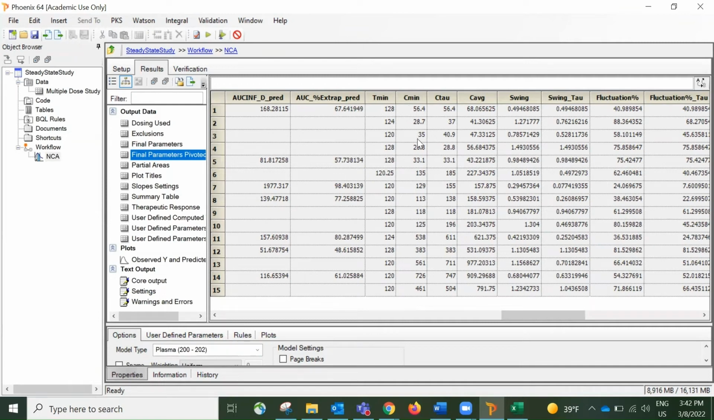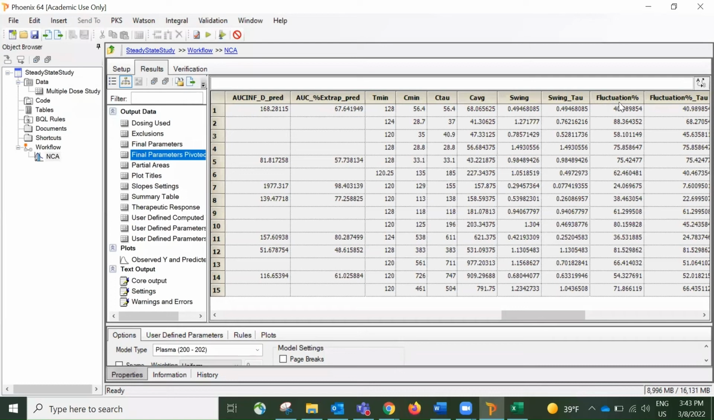For steady state, it occurs during the dosing interval. This column of C tau is the concentration observed at the end of the dosing interval. Next to C tau, we have C average, which is the average concentration over the dosing interval. There are also two parameters called swing and swing tau. These two parameters measure the amount of fluctuation during the interval. Swing uses Cmin to calculate, and swing tau uses C tau to calculate.